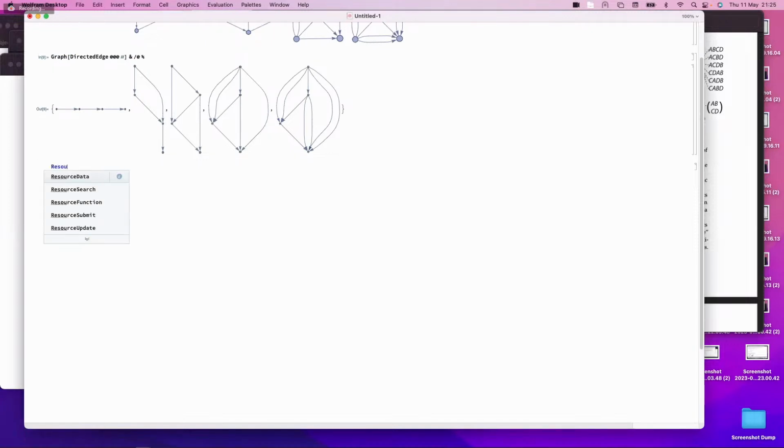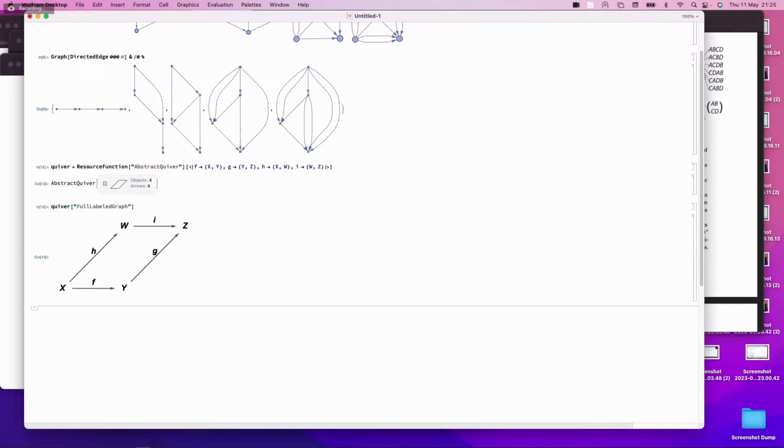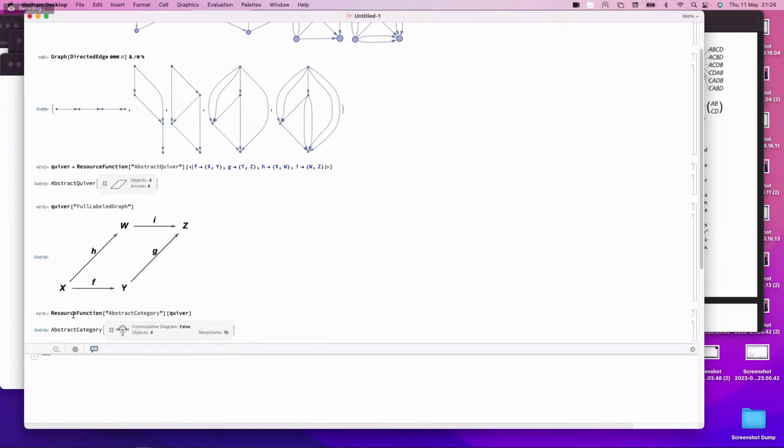Hopefully you can see a notebook. Yes. But okay, so if I do something like this, let's do H goes from X to W and I goes from W to Z or something. Okay, so there's a quiver, right? That's just a digraph. Yeah. So now if I were to take that, I generate this.